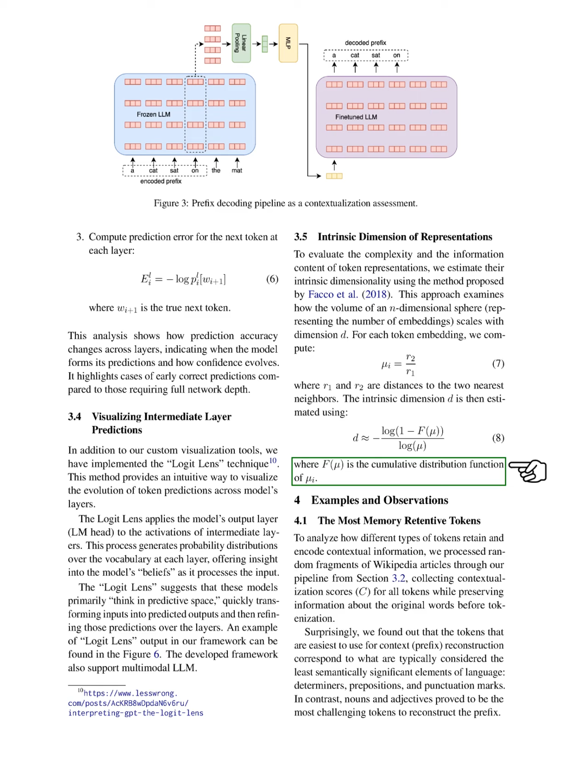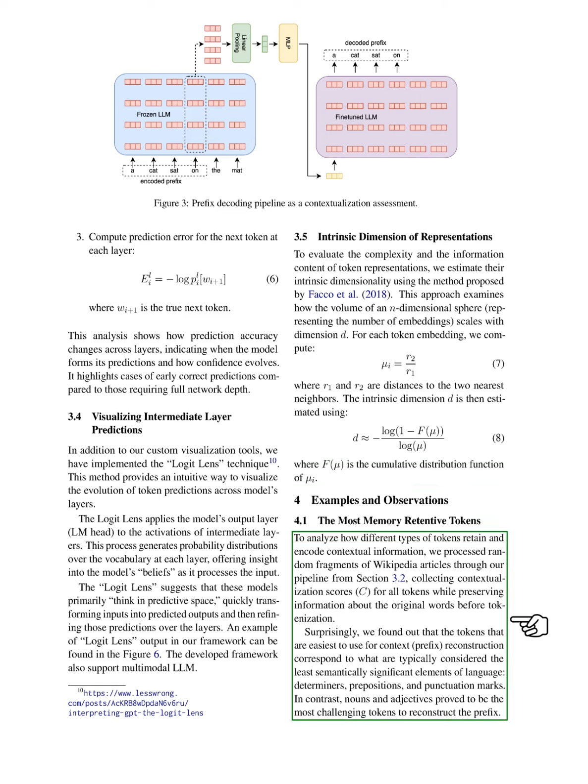Section: The most memory-retentive tokens. In this section, we analyze how different types of tokens retain and encode contextual information. We processed random snippets from Wikipedia articles through our pipeline, collecting contextualization scores for all tokens while keeping track of the original words before tokenization.